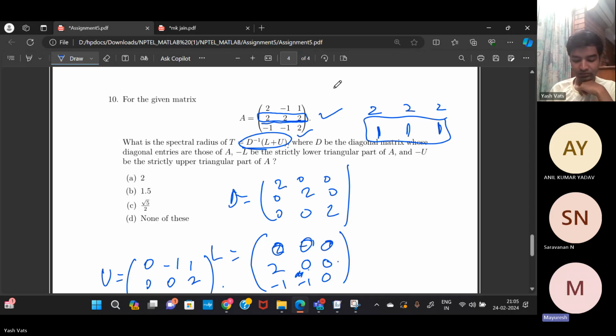The convergence criteria is this: D inverse into L plus U. With that we will find out the eigenvalues, and we will set it to 1 max. It should be less than 1, and we'll solve the equation. Strictly less than 1, it should be, right? Yeah, strictly less than 1.